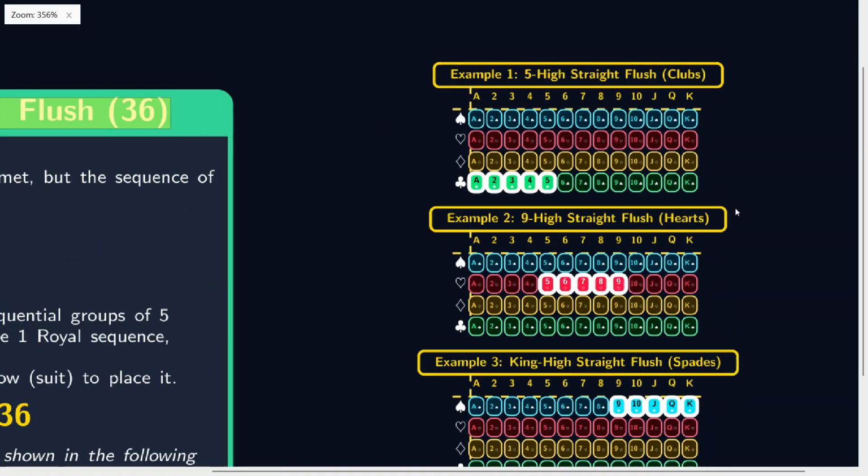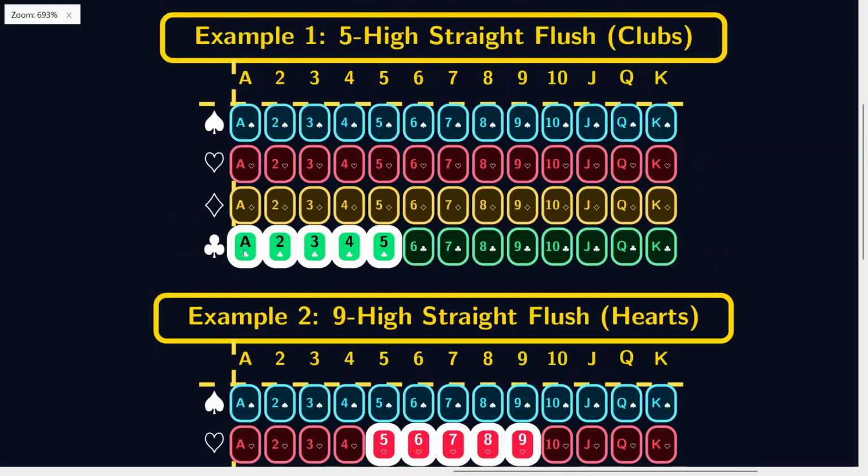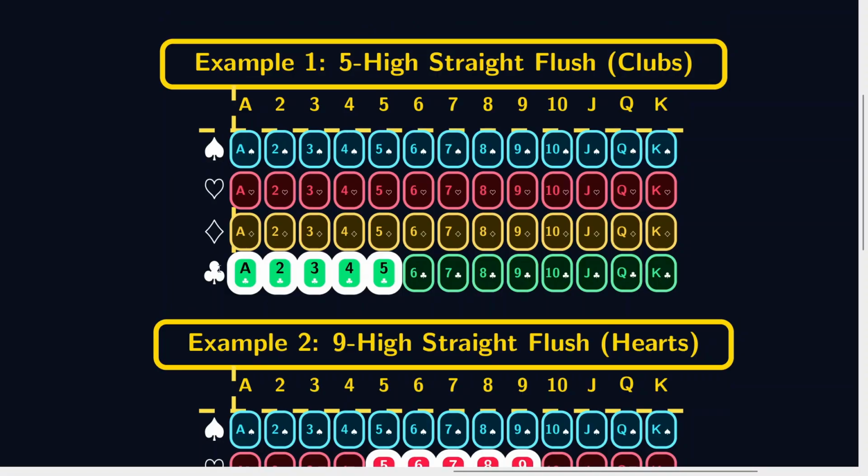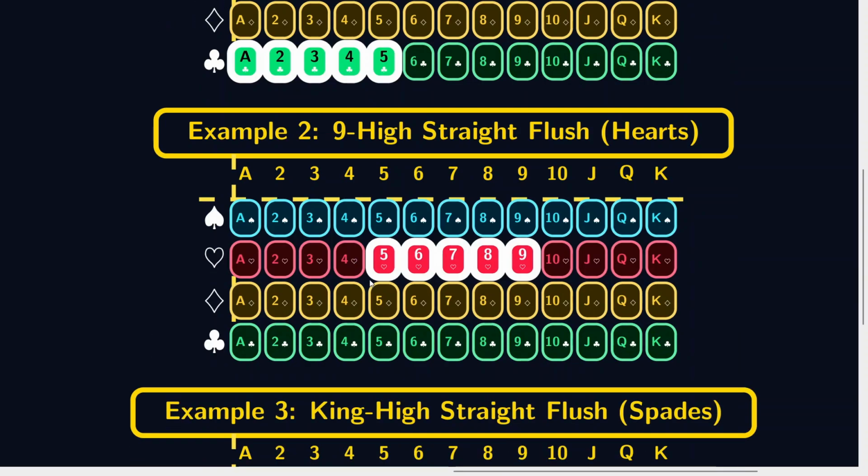The first example is the 5 high straight flush of clubs. All 5 dots sit in the clubs row, the bottom row of the grid. The highlighted columns are ace, 2, 3, 4, and 5, with the ace serving here as the lowest card, not the highest. The dots stretch from the very first column across to the 5 column, all flat along the bottom row.